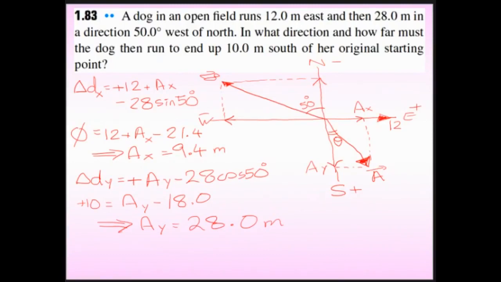So I proposed how many components? 2. An ax and an ay. And I let them handle all the extra weight to make sure this happens and this happens. So what does this mean? What is the third trip of the dog? The first trip was 12 east. The second trip was 28 which direction? 50 west. What's the third trip?